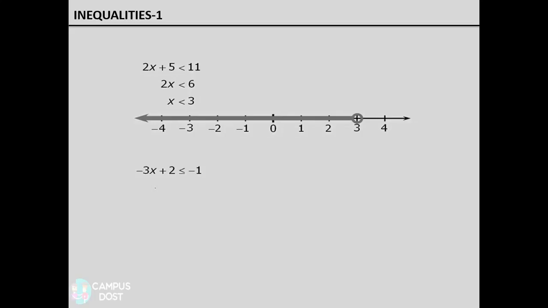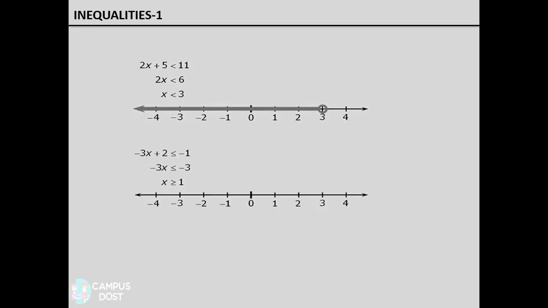Okay, here's another example. To solve this inequality, we'll first subtract 2 from both sides to get negative 3x is less than or equal to negative 3. From here, we can isolate x by dividing both sides by negative 3. Now, since we are dividing both sides by a negative number, we must be sure to reverse the direction of the inequality.